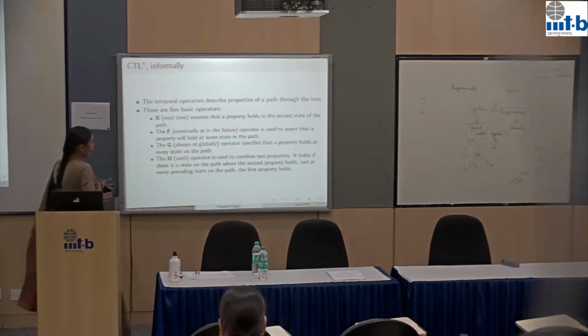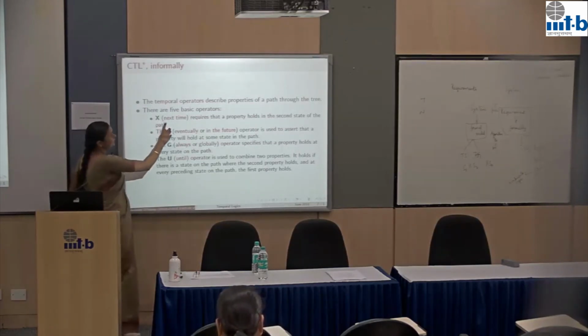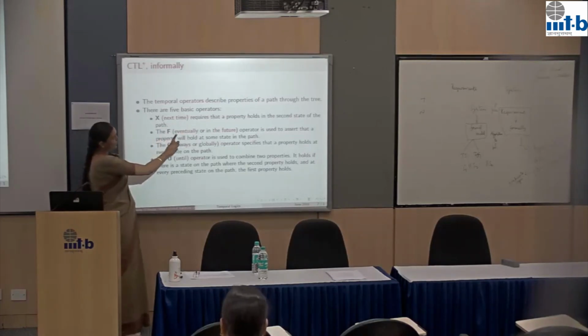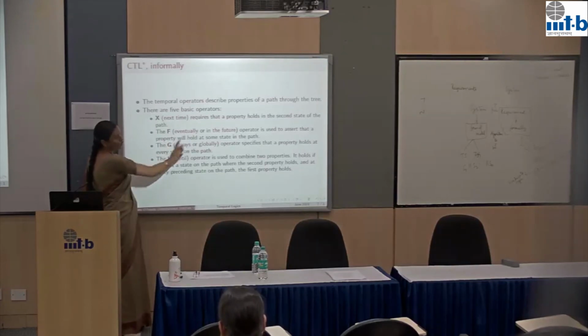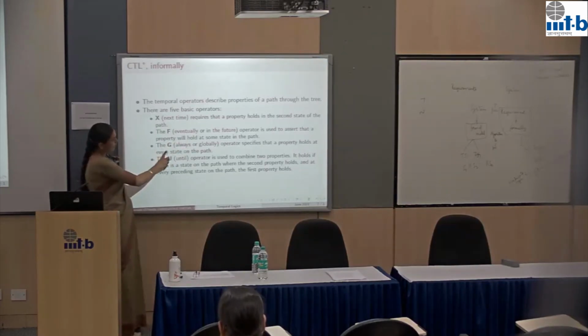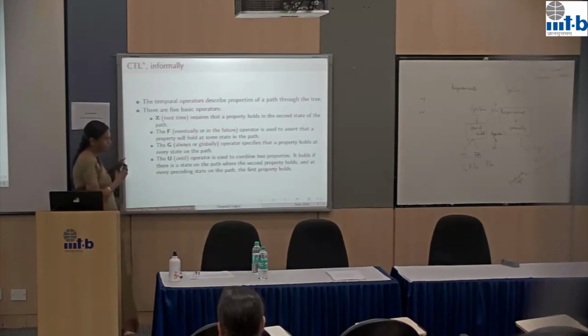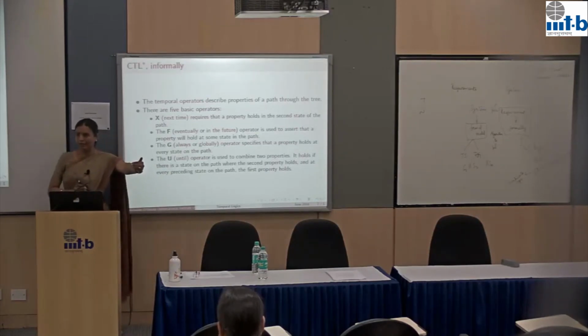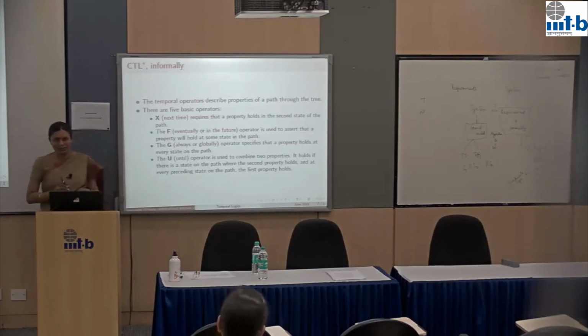So the operators are: read this as a property holds in the next state in the path. Read this as a property holds at some state in the future in the path. The third one is property holds at every state in the future in the path. The last one is until. It's the same as the English until. Like I told you, somewhere in the future, I will get a job. Until then, I will work hard. So somewhere in the future, something holds. Until then, something else holds.